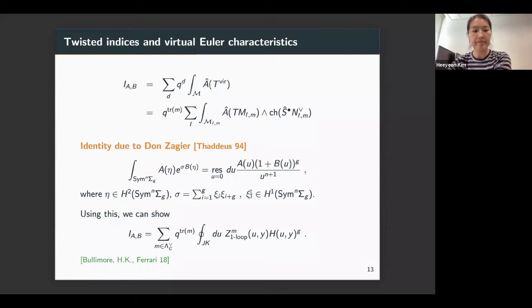And using this, we can convert this expression here into the residue integral, which is of a form here. And in particular, we can check that in this particular expression, we have a residue integral prescription, which selects a certain subset of the poles in this meromorphic function here. And we can show that these poles are in one-to-one correspondence with the fixed loci of the TH symmetry here. So we can show that, in fact, the twisted index reproduces the result that we computed in a geometric way.